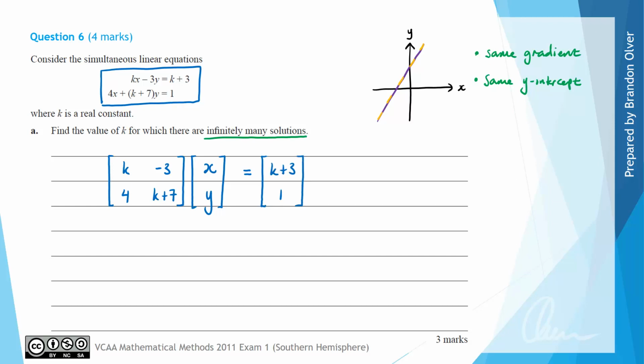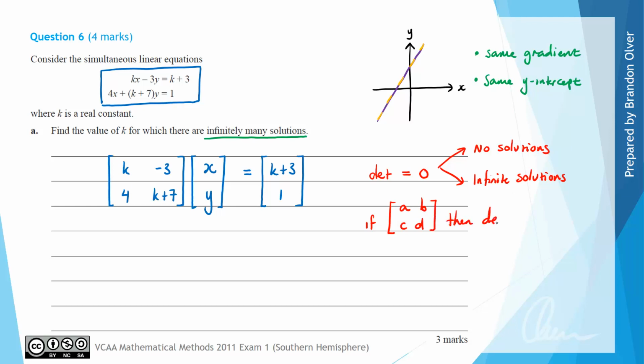And now, as we discussed before, having infinitely many solutions is the same gradient and the same y-intercept of a line. And for a matrix system, what we want is to calculate the determinant is equal to 0. And that will give you either no solutions or infinitely many solutions. So if we have a matrix which is A, B, C, D, then we know that the determinant is going to equal AD subtract BC.